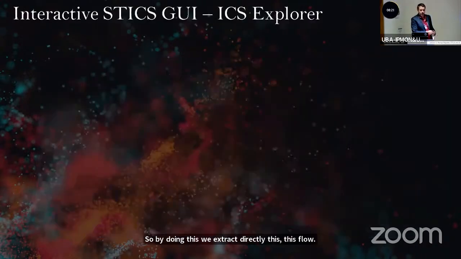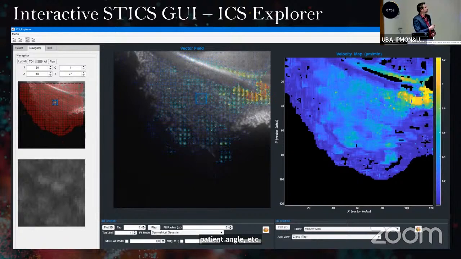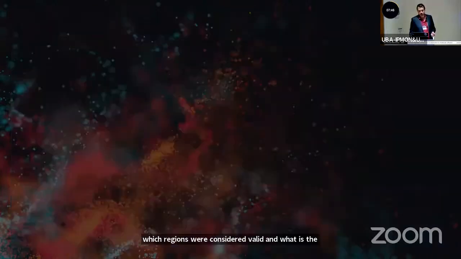And what I have been doing is generating a graphical user interface called the ICS Explorer that allows you to do this iteratively, but for very many different small regions of interest. An advantage of this software is that it allows you to go to any region that you're interested in and inspect what information was given to the algorithm, what it looked like, play through it, and then see what the result is in terms of magnitude, rotation, angle, etc. And this is just a map of the magnitude. So you can see which regions were considered valid and what the magnitude of the diffusion or of the flow is in that region.